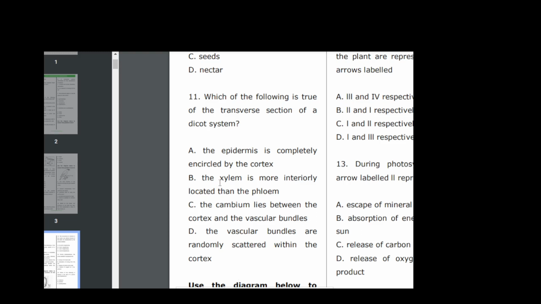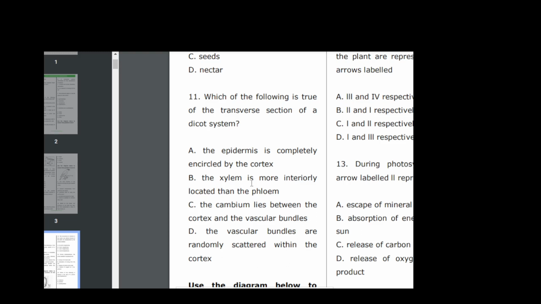Okay. Yeah. The xylem is more interiorly located than the phloem. Yes, that is the answer to that question. That is the answer to the question that we have there. Because the epidermis is not always encircled by the cortex, and the cambium is not always between the cortex and the vascular bundles. And for this last option, the vascular bundles are not randomly scattered within the cortex, they are arranged properly.